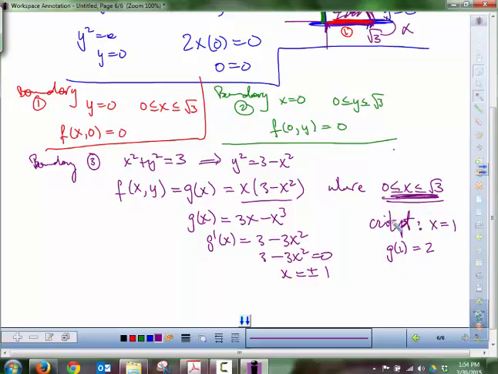So what happens at the endpoints? G of 0 equals 0. G of square root of 3, that's 0 also, right? So that's 0. So it looks like my minimum is just 0. It's 0 all over the place, and then I have an absolute max here.